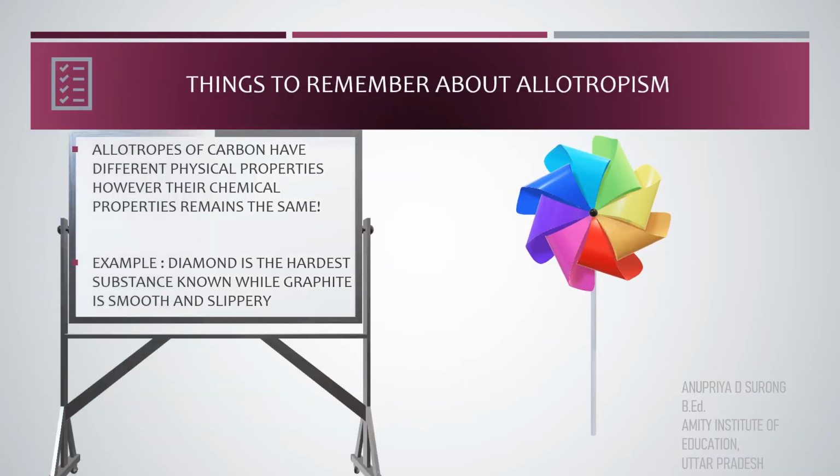Things to remember about allotropism. Allotropes of carbon have different physical properties, however the chemical properties remain the same. Taking an example, diamond is the hardest substance known, while graphite is smooth and slippery.